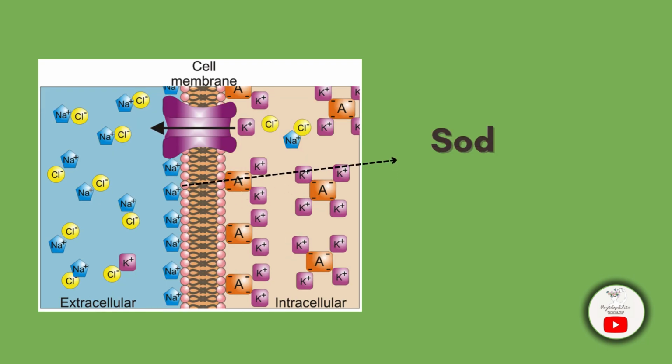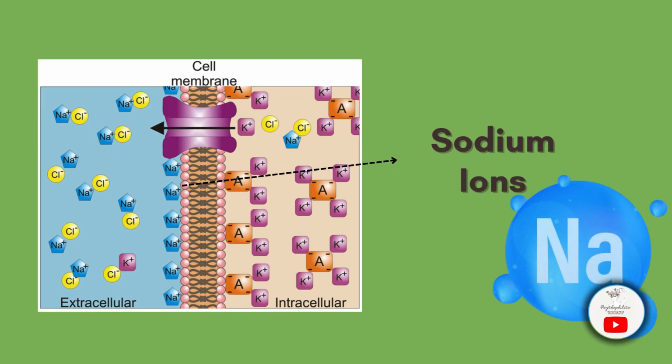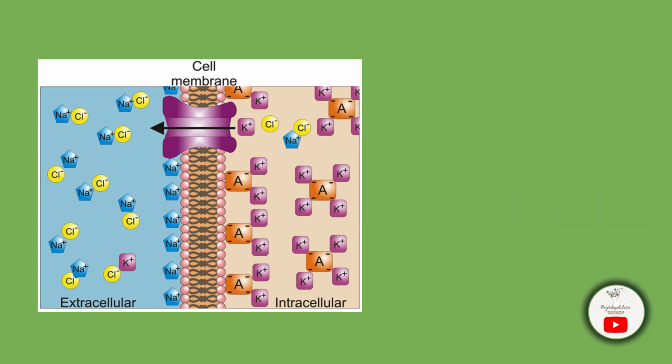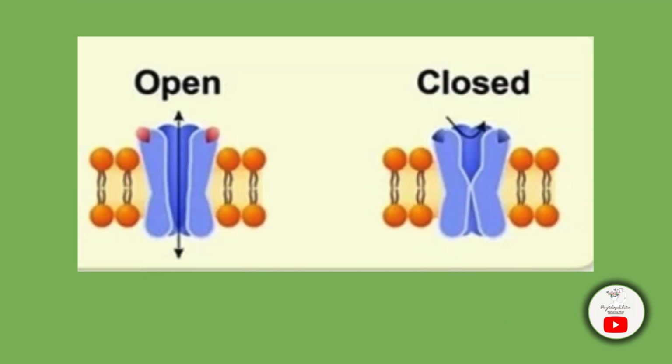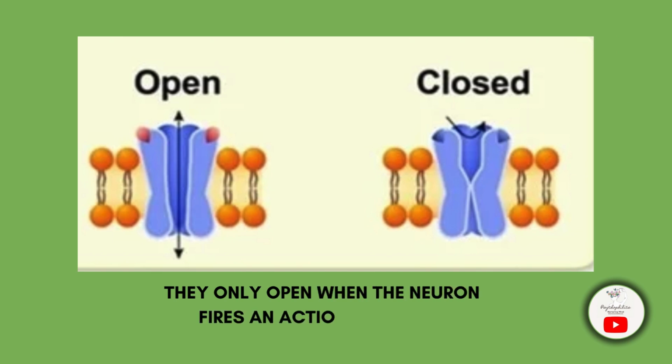During the resting state, sodium ions are highly concentrated outside the membrane, which is the extraneuronal space, than inside, which is the intraneuronal space. On the other hand, potassium ions are highly concentrated inside the membrane than the outside. This difference is maintained by many ion channels that usually remain closed, preventing the free flow of ions through the membrane. The ion channels only open when the neuron fires an action potential.